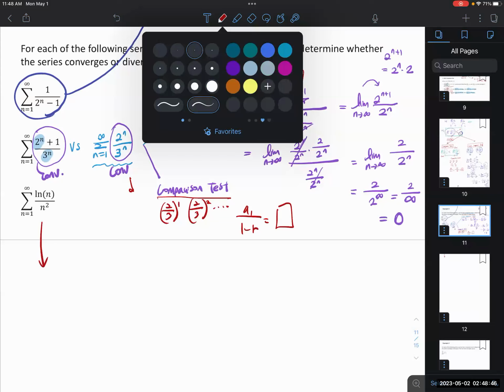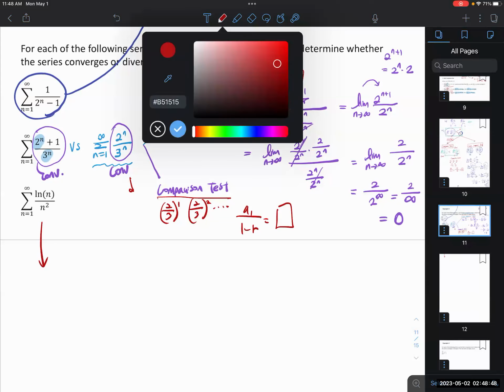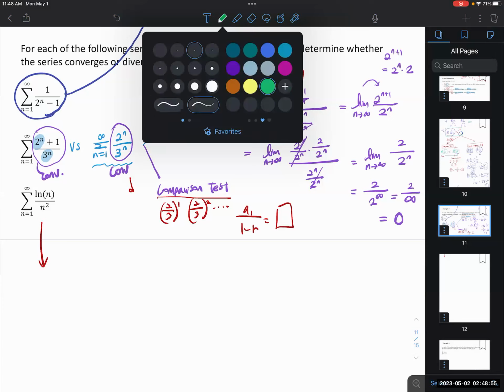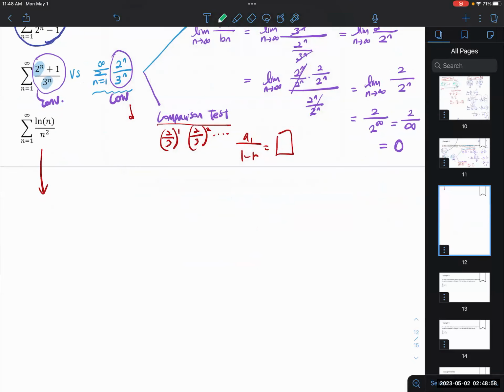How about, I don't know, something like this dark green a little bit. This one, good. Okay, let's do this one. So I'm trying to know whether this is divergence or convergence. You could use many different ways to prove whether this is a convergence or divergence. Let's take a look at the example.